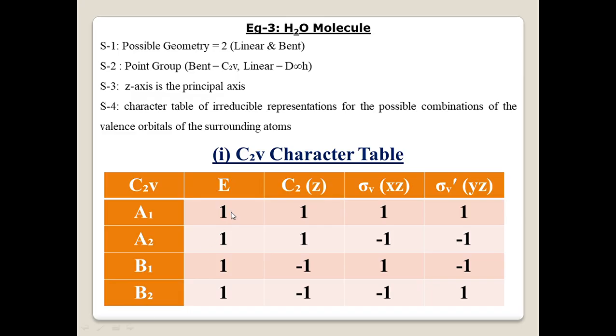So here see, it is C2v point group. Here it will be A1, A2, B1, B2. So 1, 1, 1, 1. Here it is 1, 1, 1, 1. And the diagonal will be 1, 1, 1, 1. Rest are only minus 1. So this is the trick to memorize this C2v character table.